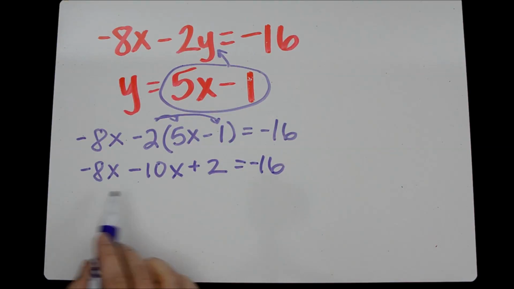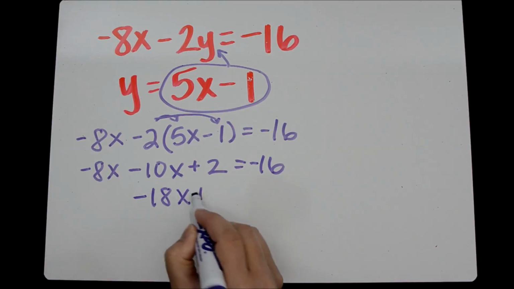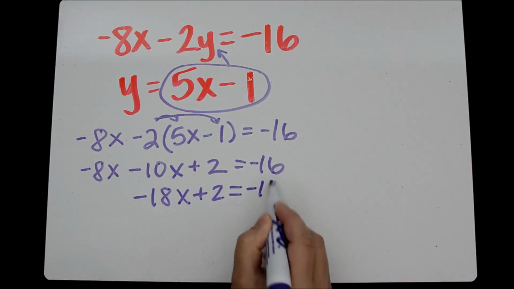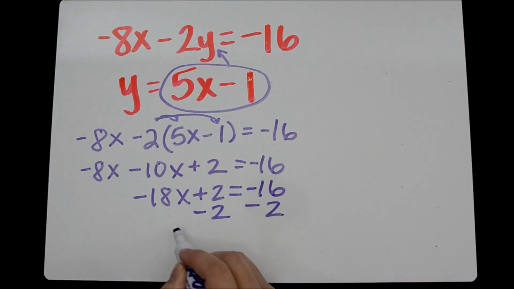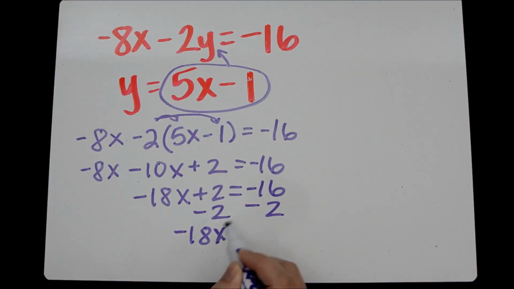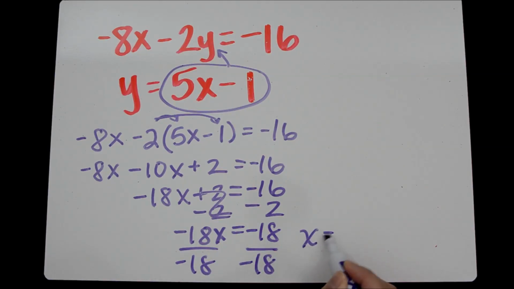Combine like terms, so negative 8x and negative 10x makes negative 18x, and it becomes a two-step equation. So we're going to use inverse operations, subtract 2 from both sides, we get negative 18x equals negative 18. Divide both sides by negative 18, and we get x is equal to 1. So this is half of our solution.